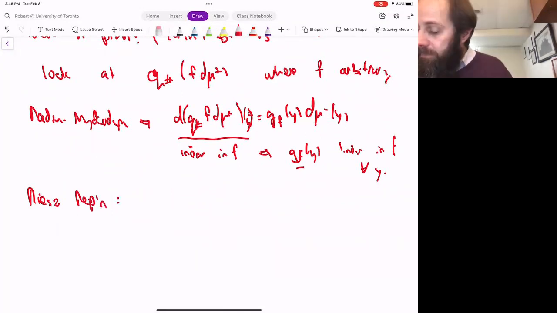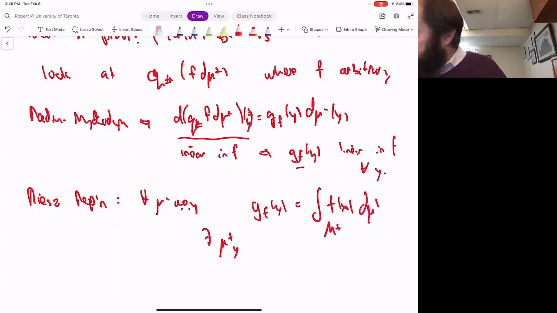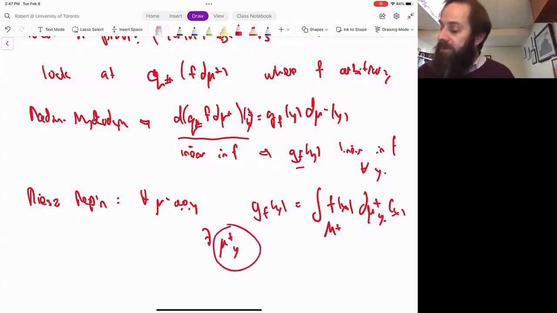The Riesz representation theorem says that basically, at least for mu minus almost every Y, G of f of Y can be written as the integral of f against some measure. So there exists mu plus Y such that G of f of Y is the integral over M plus d mu plus Y. So that's basically where these conditional measures come from, a judicious application of the Riesz representation theorem.